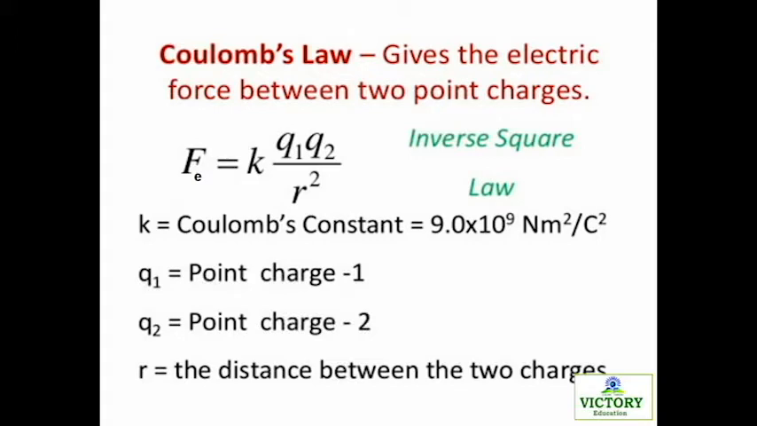The Coulomb's constant k is approximately equal to 9.0 times 10 to the power of 9 N m square per C square, and q1 is point charge 1, q2 is point charge 2, and r is the distance between these two charges. Hold on here. Are we not familiar with this equation?